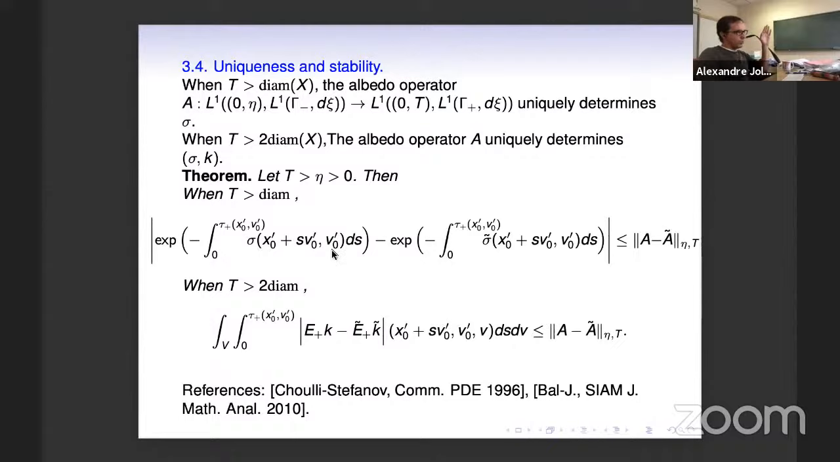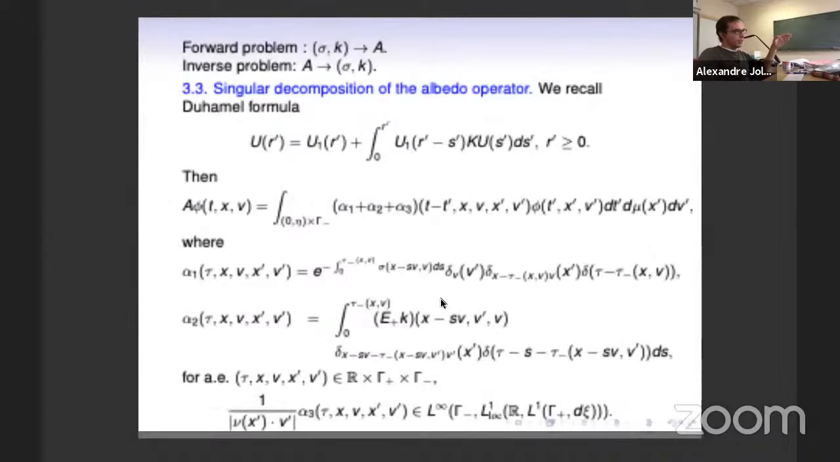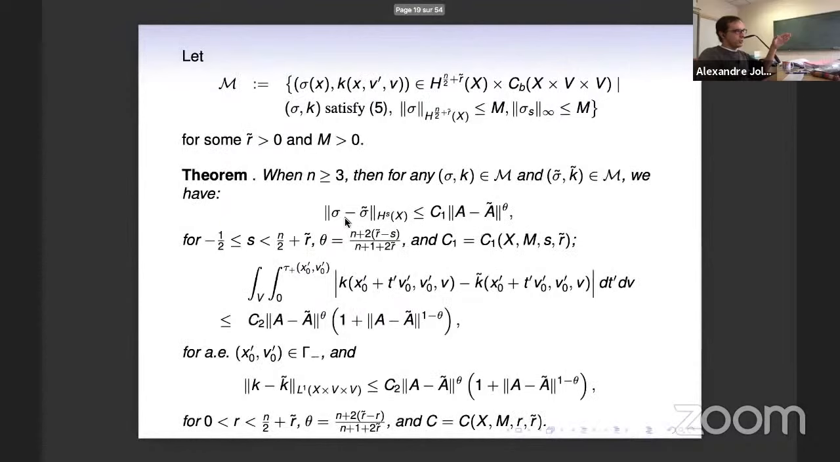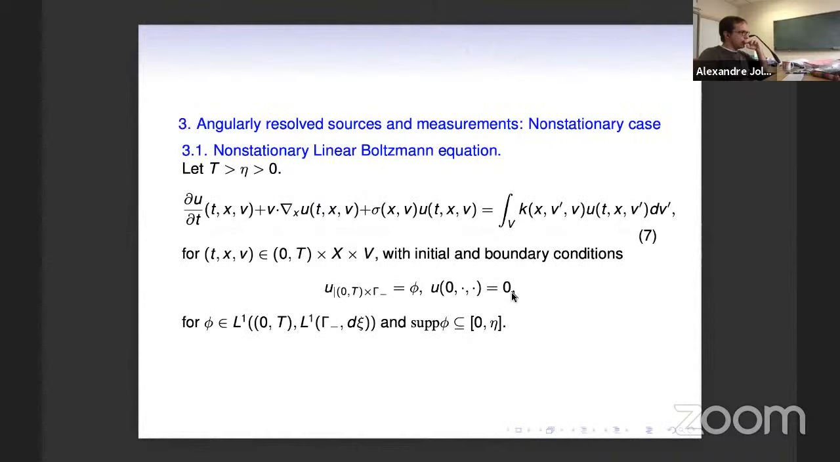Okay, so let me recall that we have the same kind of stability estimates in general. And of course, you can again build the same kind of conditional stability as before, which expresses a stability of sigma with respect to some Sobolev norm bounded above by an operator norm of the albedo up to some Hölder exponent.